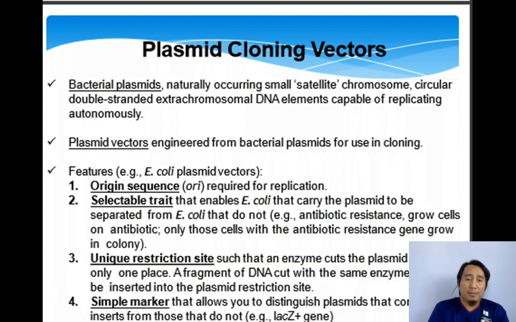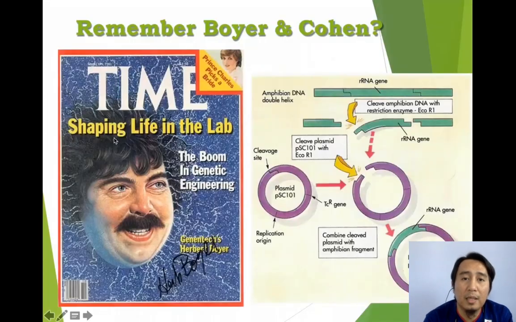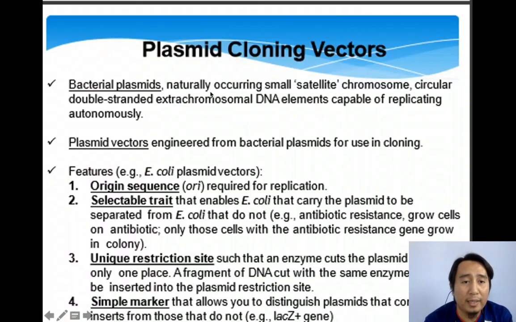Okay, and a plasmid vector is engineered from a bacterial plasmid for use in cloning. So ni tadilah yang Boyer and Cohen ni buat. So plasmid vector ni engineered from a bacterial plasmid for use of cloning. So daripada bacterial plasmid ni, for example F plasmid, fertility plasmid, they engineered it and it becomes a plasmid vector.